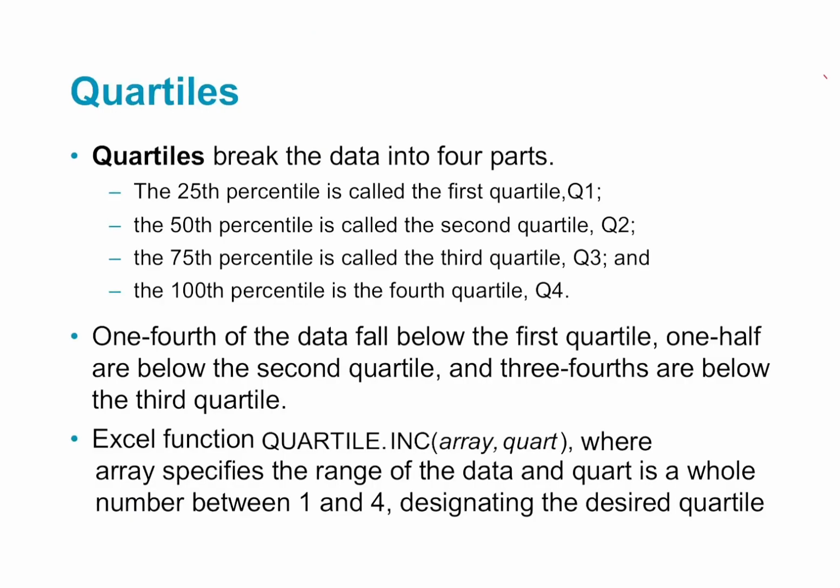Now let's move on to quartiles. Quartiles break the data into 4 parts. The 25th percentile is called the first quartile, Q1. The 50th percentile is called the second quartile, Q2, and so on and so forth. So Q3 would be the 75th percentile and Q4 would be the maximum. So pretty much you're splitting your data into 1/4.